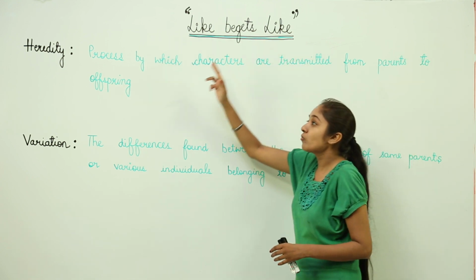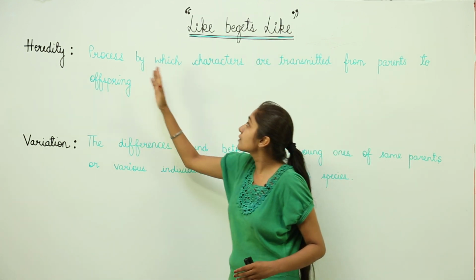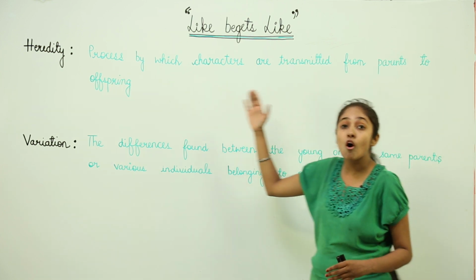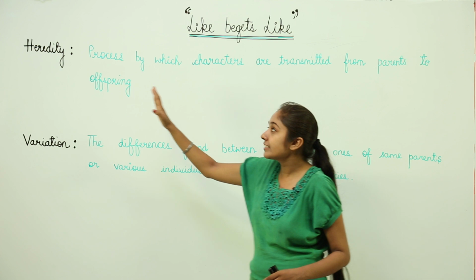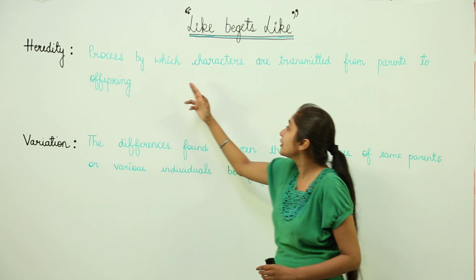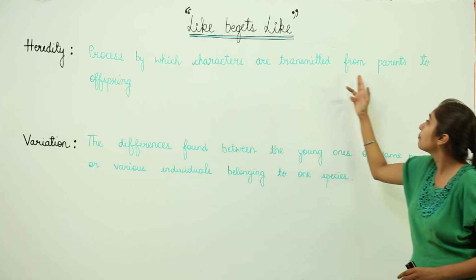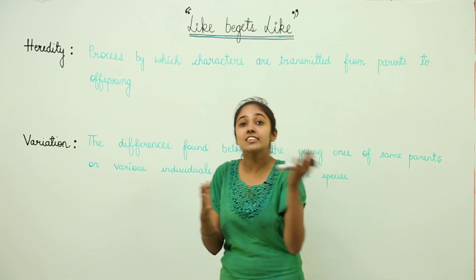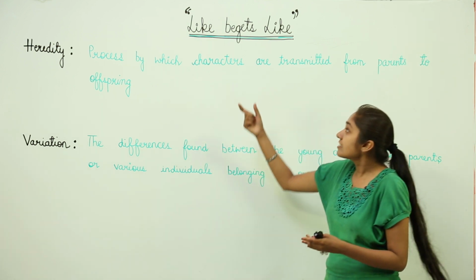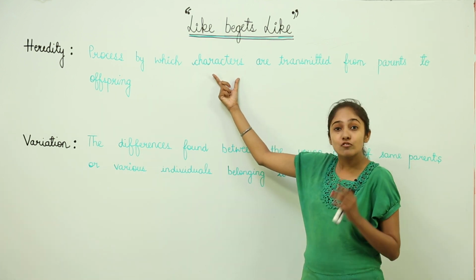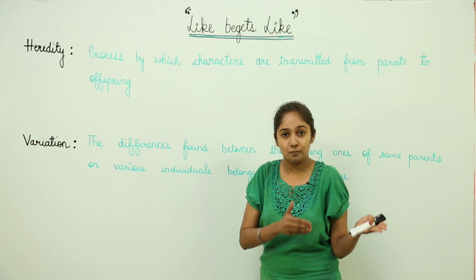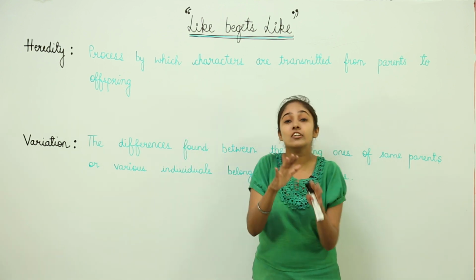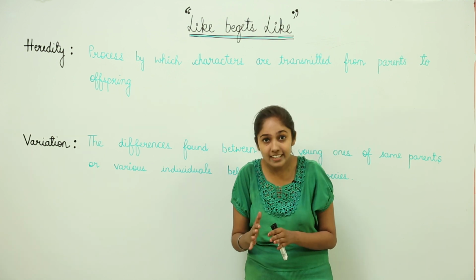Now we are going to define what is heredity. It is a process by which characters are transmitted from parents to offspring. So heredity is defined as the process by which characters are transmitted from parents to offspring, or you can also say from one generation to the other generation. So there are certain characters that are transferred from your parents to you. That is why you resemble your parents, you look like your parents.